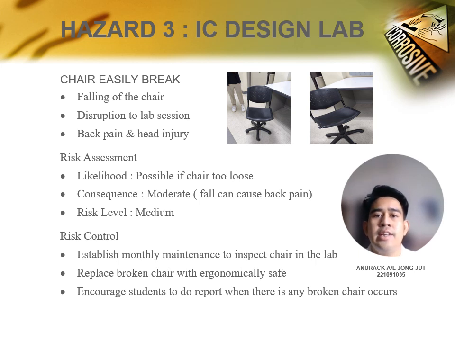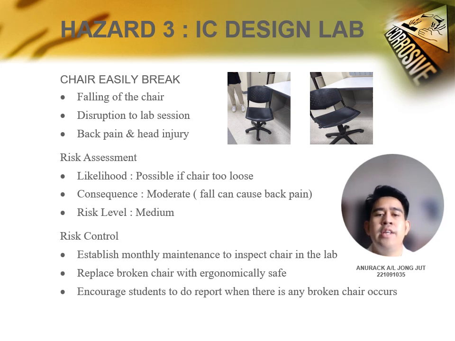So for the risk assessment, we assume the likelihood is possible, because it is possible for the chair to be loose or to fall down or to break. It depends on how the student uses the chair. Next, the consequence is moderate, because the fall can cause back pain. And lastly is the risk level. So we assume it's just a medium risk, because it does not happen every time.